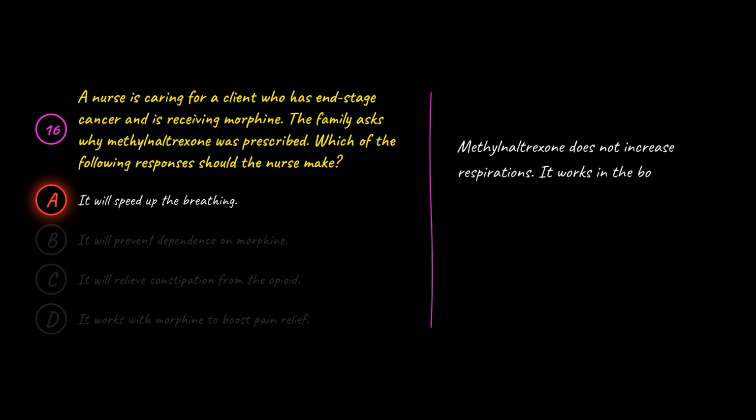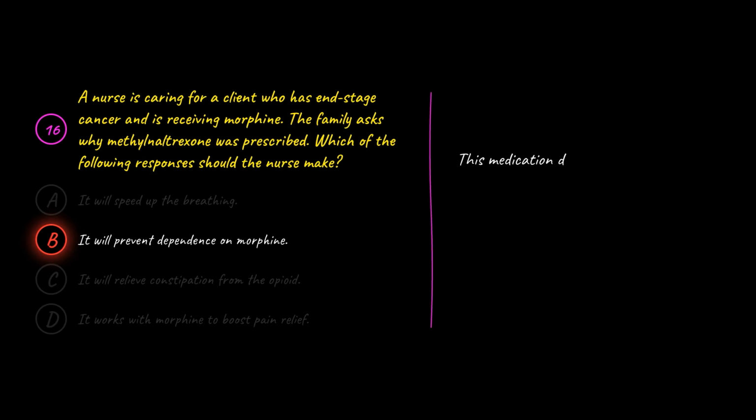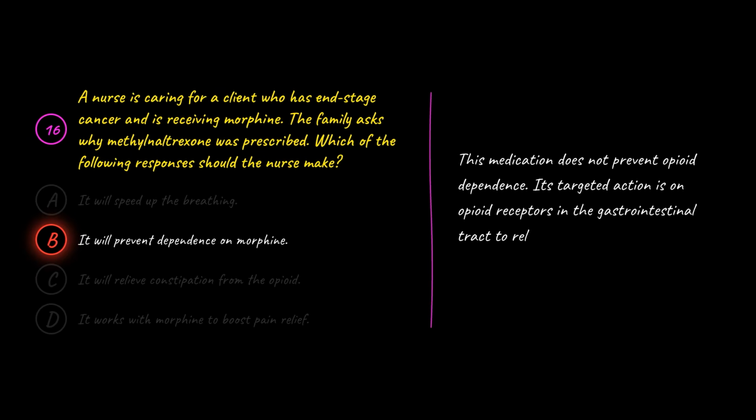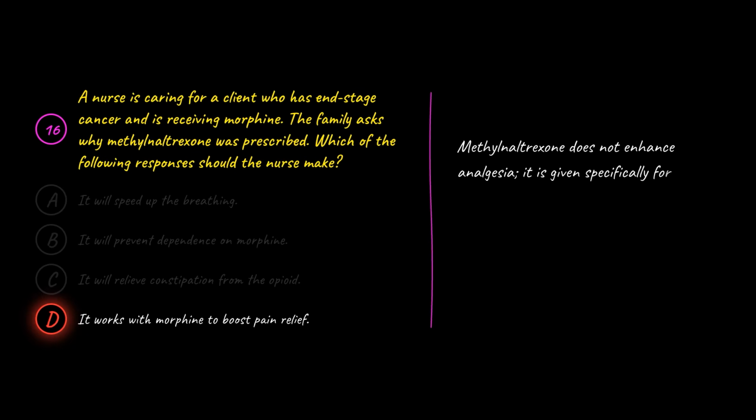It works in the bowel to relieve constipation and does not act on the respiratory drive, so this explanation misstates the purpose of the medication for the family. B is wrong because this medication does not prevent opioid dependence. Its targeted action is on opioid receptors in the gastrointestinal tract to relieve severe constipation, not to change whether the client becomes dependent on morphine. D is wrong because methyl naltrexone does not enhance analgesia. It is given specifically for constipation. Boosting pain relief describes an adjuvant medication, which serves a different role than this opioid antagonist given for bowel function.